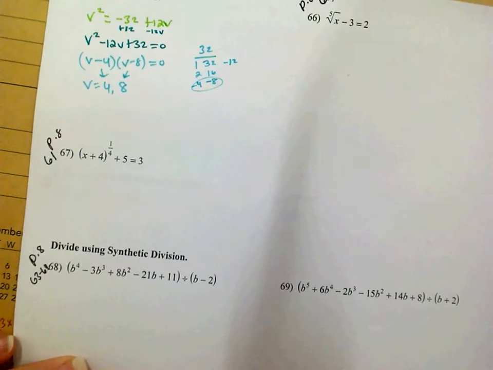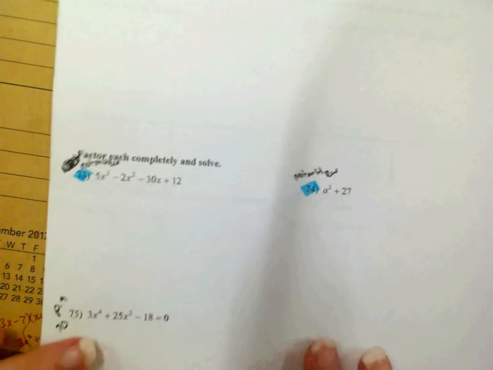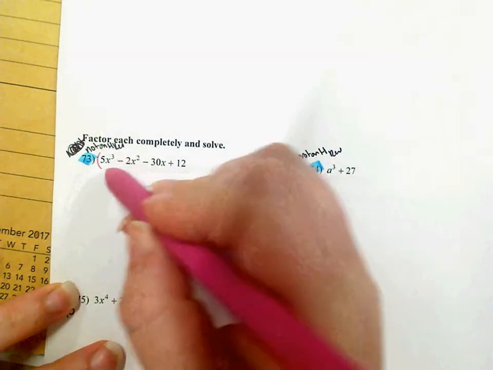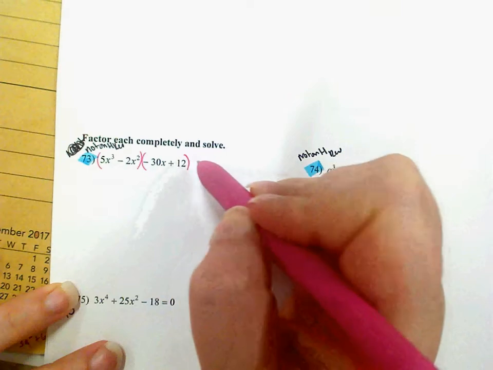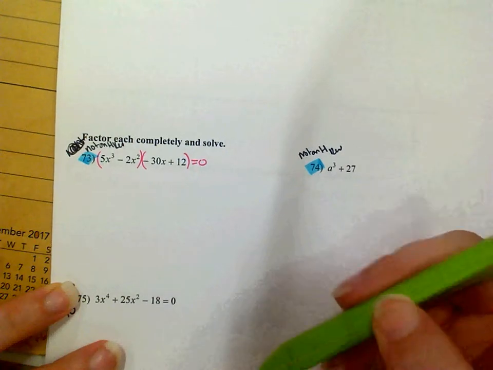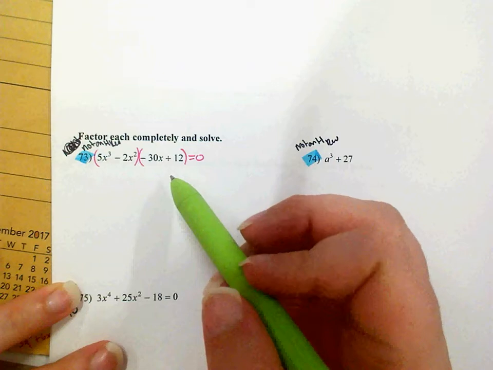Okay. So, number 73. Number 73 is factored by grouping. So what I want to do is group the first two, group the last two, and I want to set it equal to 0 and solve. Now, what you do not do right now is multiply them out, because that's in no way what we were doing. We were subtracting 30x and adding 12. That doesn't all of a sudden translate to multiplying.